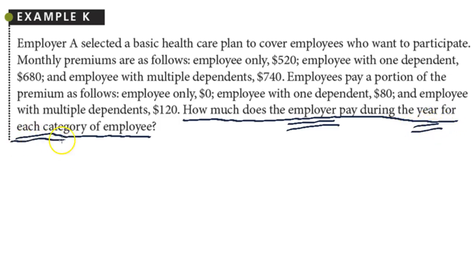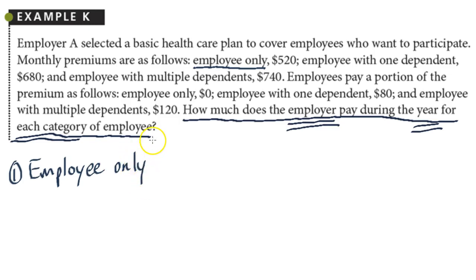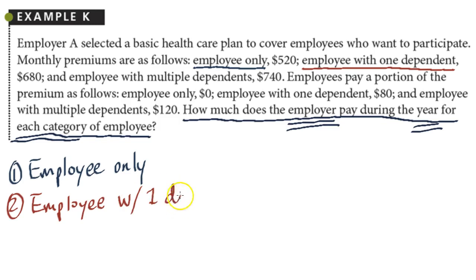So let's look at each category. Write down each category. Okay, so first we have employee only. And then we have employee with one dependent. And lastly, we have employee with multiple dependents. Those are the three different categories.